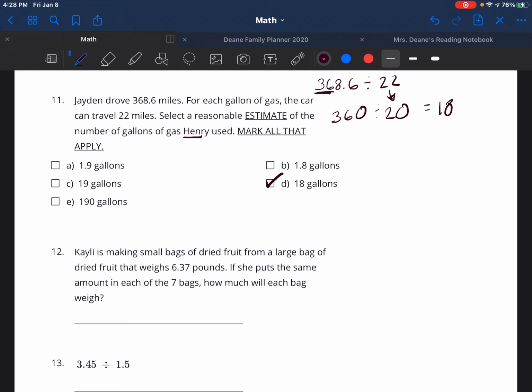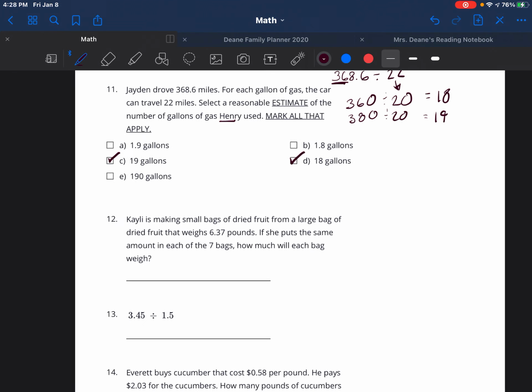But it says mark all that applies, so I must have to do another one. So if I did 360, the other one I could do is 380 divided by 20. Because remember, we always want one below and above. So that would give me 19.